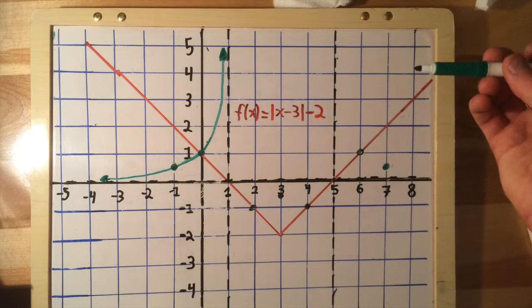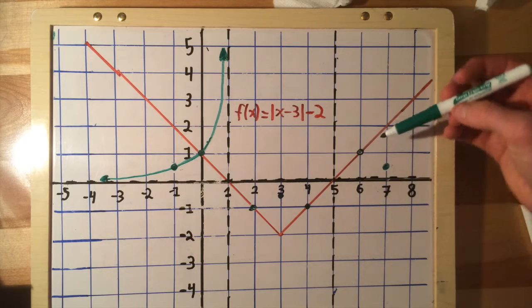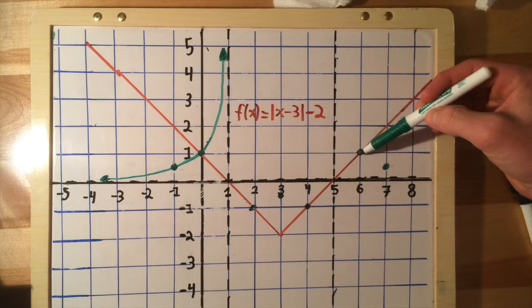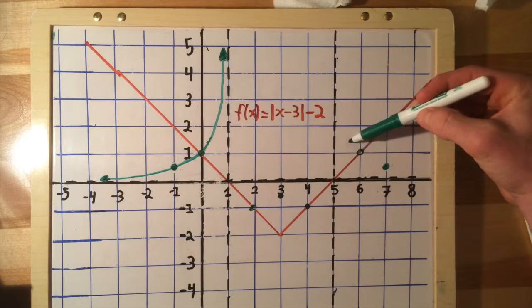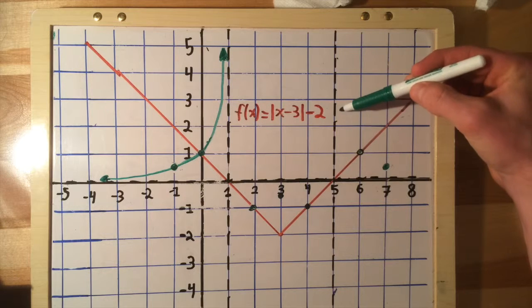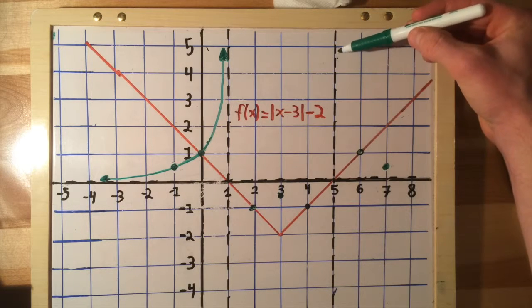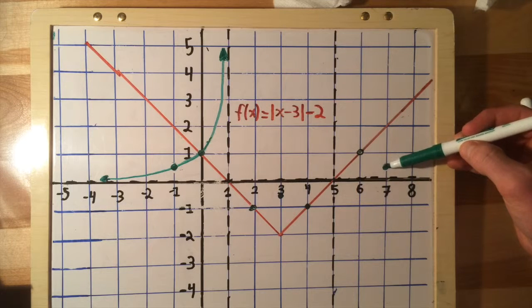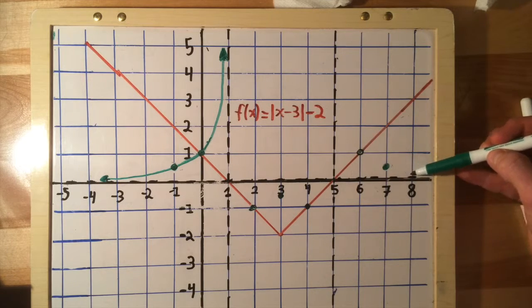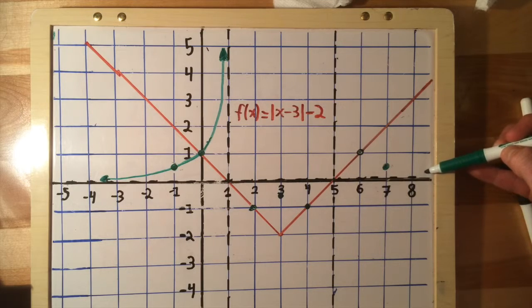The same method can be used on the right side of our graph. We know the reciprocal function is going to pass through both of these points. And as it gets closer to the vertical asymptote of 5, it's going to approach it, but never cross or touch it. We also know that as it gets closer to the horizontal asymptote of y equals 0, it's going to approach it, but never touch it.